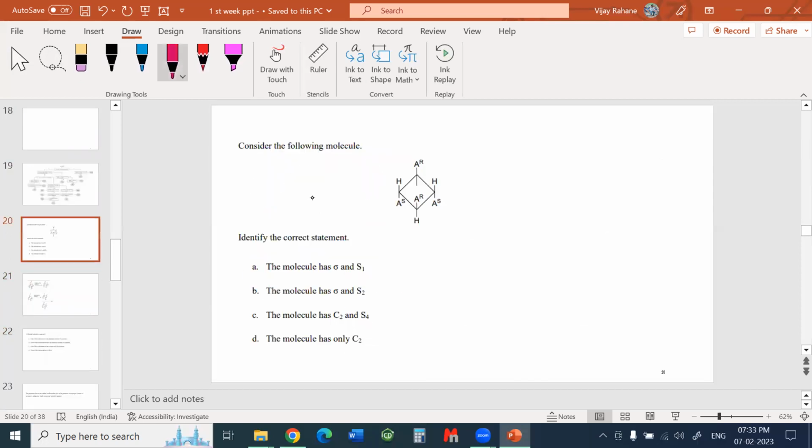So here is one example. We need to identify the correct statement. The first problem: consider the following molecule. Identify the correct statement. What are the four statements shown here? The molecule has sigma and S1. The molecule has sigma and S2.